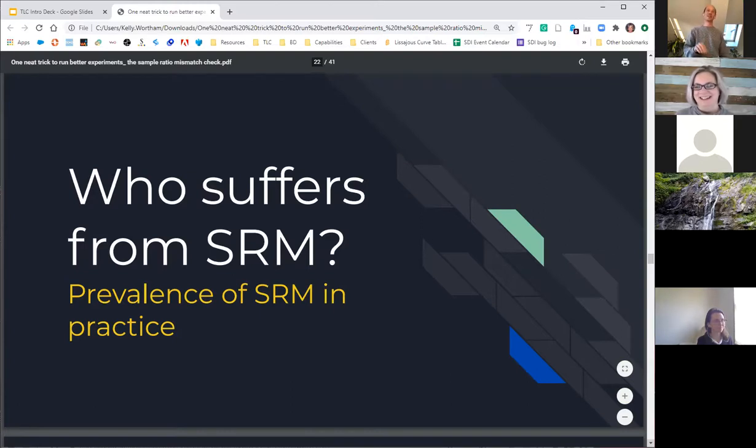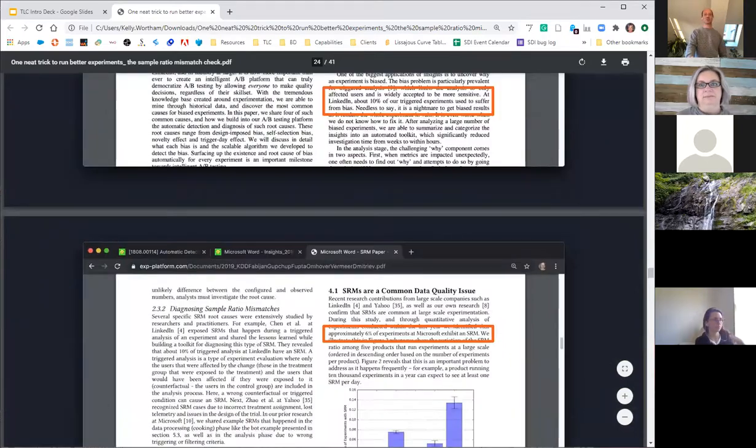So the only numbers that you need are the number of visitors in A and the number of visitors in B. You do not need access to any of the underlying data. This is not a big data problem. This is literally 2 numbers that you punch into a calculator. So it's relatively straightforward to detect.